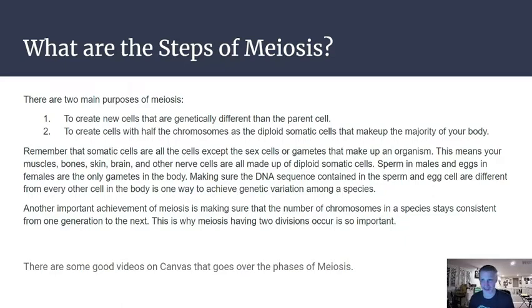Making sure the DNA sequence contained in the sperm and the egg cell is different from every other cell in the body is one way that we can achieve genetic diversity or genetic variation. Another important achievement of meiosis is making sure that the number of chromosomes in the species stays consistent from one generation to the next. This is why meiosis has two divisions, so we can get the number of chromosomes from 46 down to 23 for the sperm and egg. When they come together, it goes back to 46. Again, there are some great videos on Canvas, and you really need to watch those. They'll help you go through these different phases and see these things in motion.